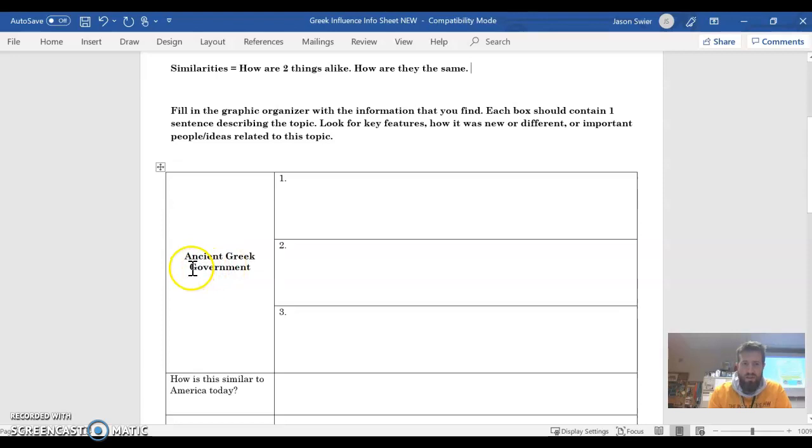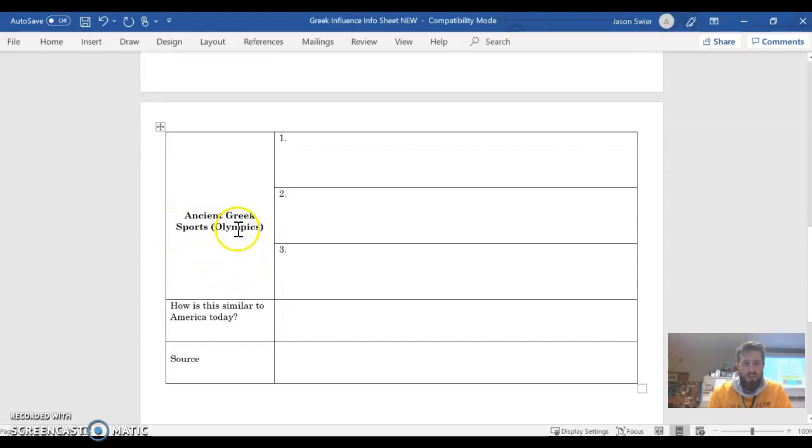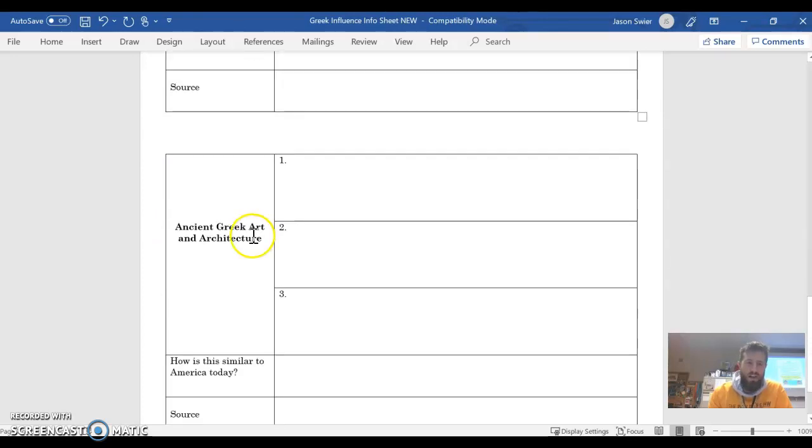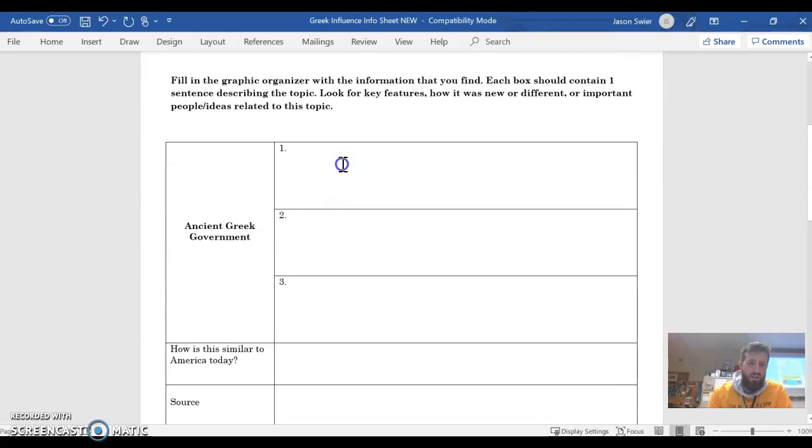So you're going to research about their government. On the backside, about their sports, specifically what the Olympics were like in ancient Greece. And then finally, their art or their architecture. Okay, so for each of the 3 categories, you're trying to find 3 sentences of information. Box 1, 2, and 3. So just record a single sentence telling me about this thing. So you're looking to find really important information, things that are big facts, important to know.